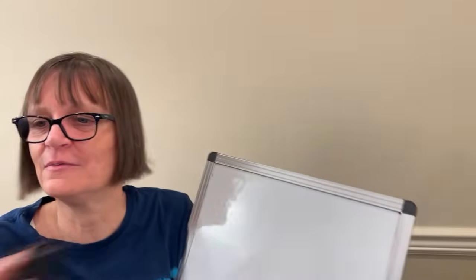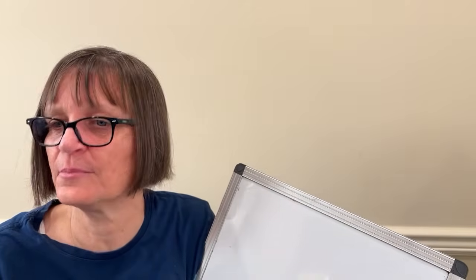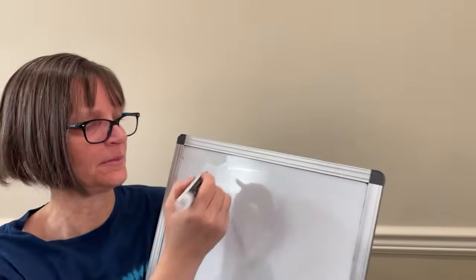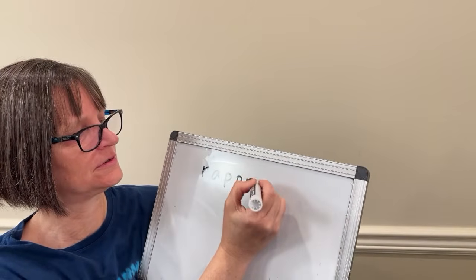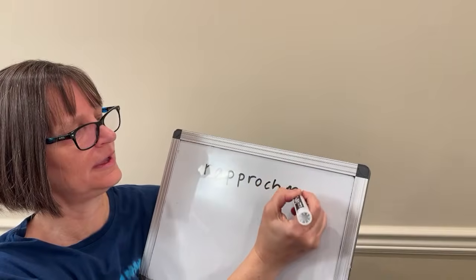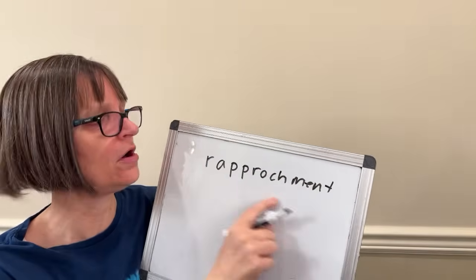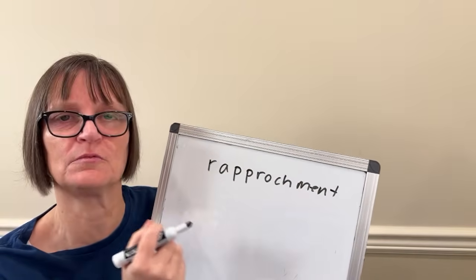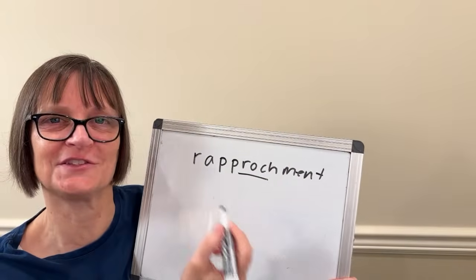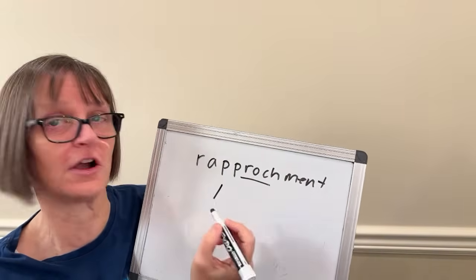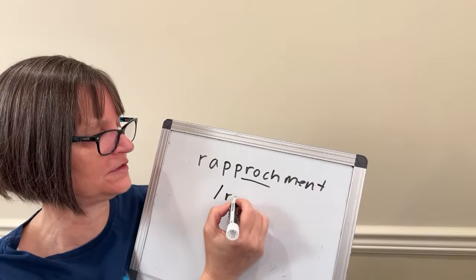And then we had another one that I might need to look up, which is rapprochement. So this one comes from the French. In French, rapprochement. In English, rapprochement, second syllable stress. So because it's stressed on the second syllable, letters RA are going to be a reduced schwa vowel.